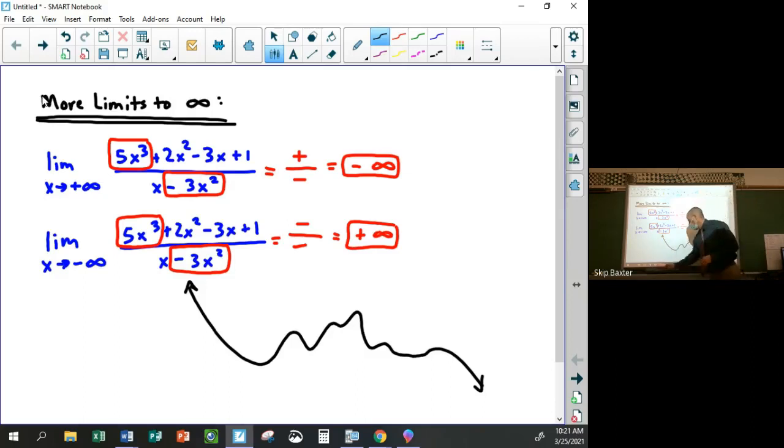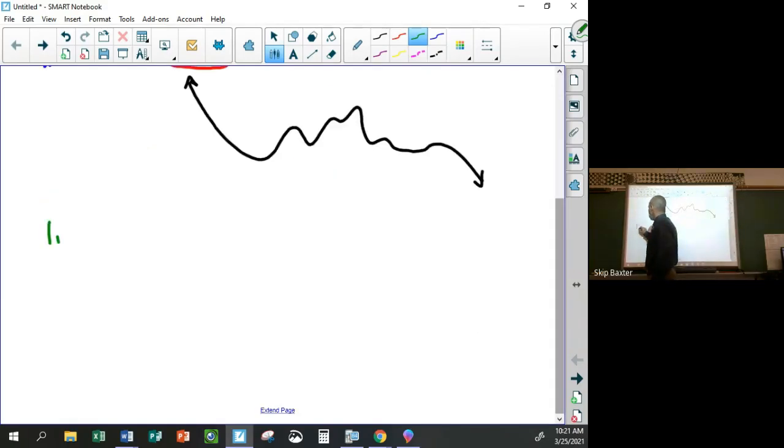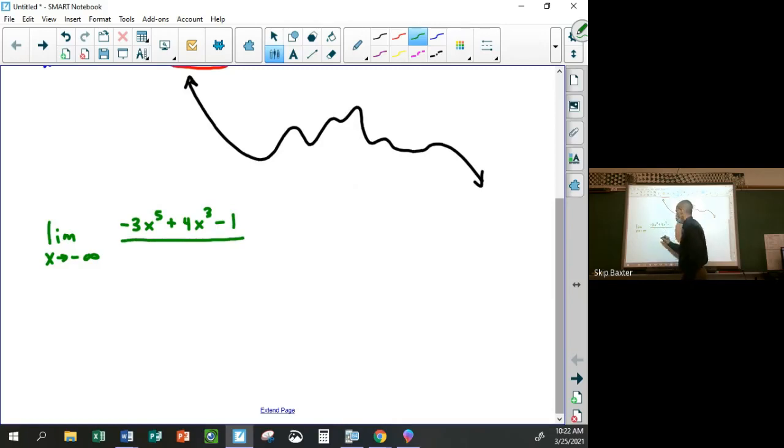Let's do one more example of this, and then I got a couple other things that are related to this that I wanted to talk about. What if I have the limit as x goes to negative infinity? This time, let's have it be negative 3x to the 5th plus 4x cubed minus 1 over, bottom is 2 minus x.